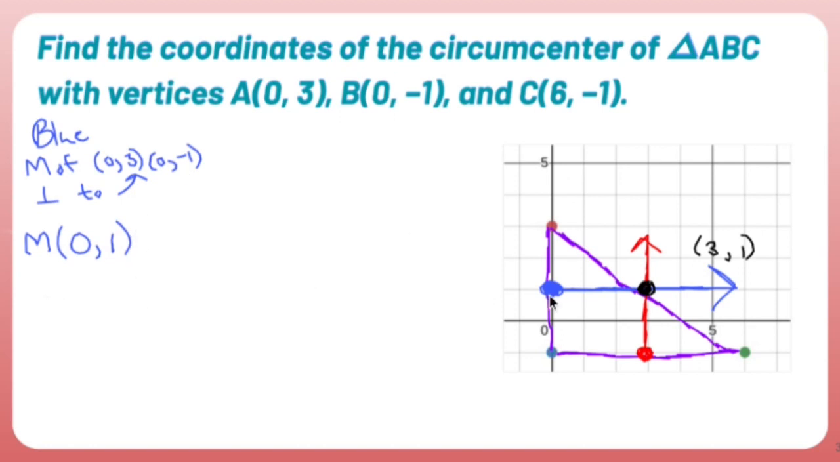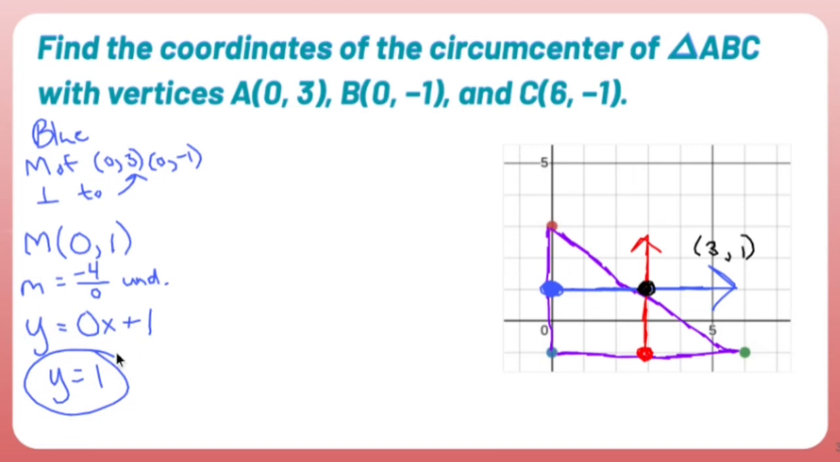Now, to find the slope, I could see it right here, but let me find it anyway. The slope is -1 minus 3, because I'm using the slope formula, so -4 over 0 minus 0, which is undefined. So what I need is something perpendicular to that, and something perpendicular to a vertical line has a slope of 0. So y equals 0x plus b, and my y-intercept is 1. So the equation of this line is y equals 1.